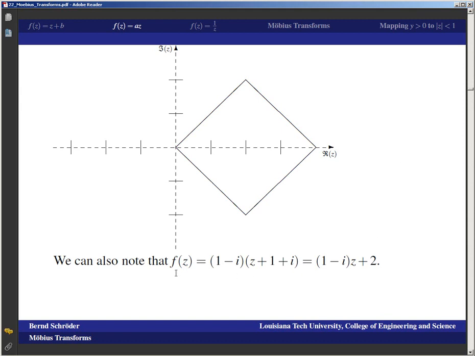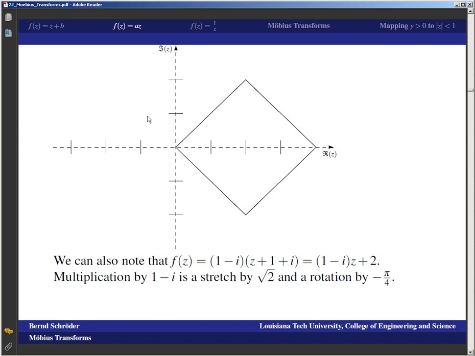Okay, so we could also note here that f(z) = (1 - i)(z + 1 + i). That's the same as (1 - i) times z plus, well, (1 - i)(1 + i), which is 2, right? And so that would mean the multiplication by 1 - i is a stretch by root 2 and a rotation by negative pi over 4.